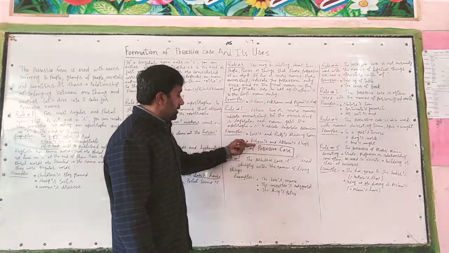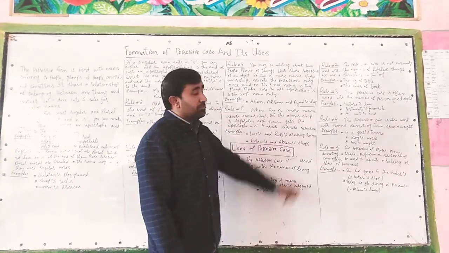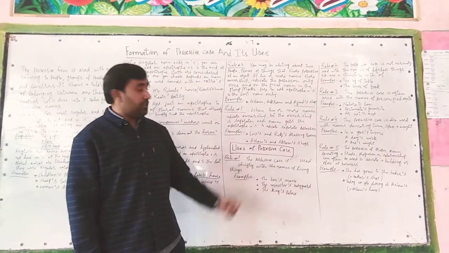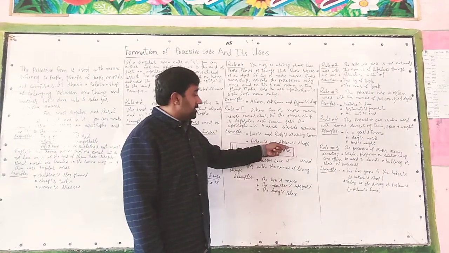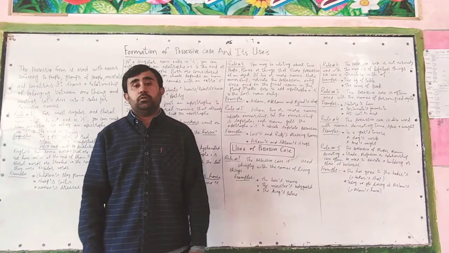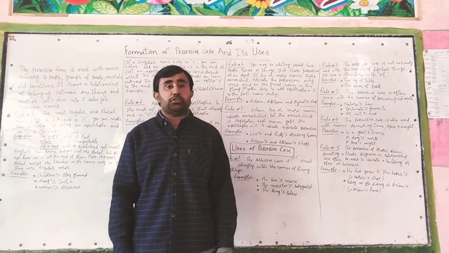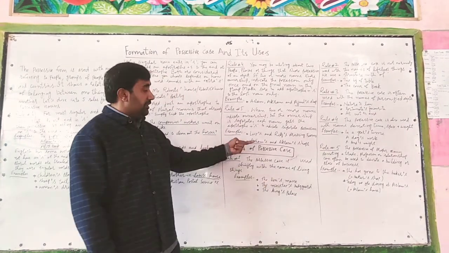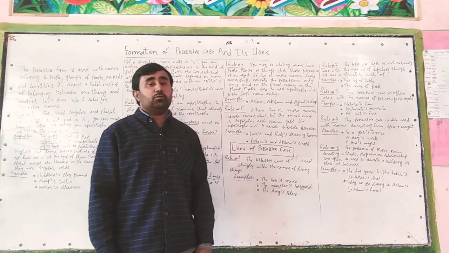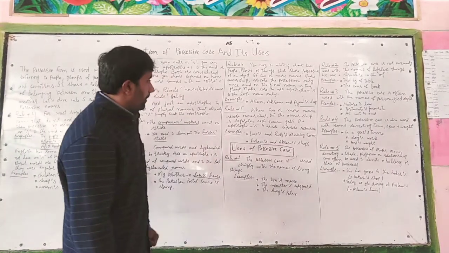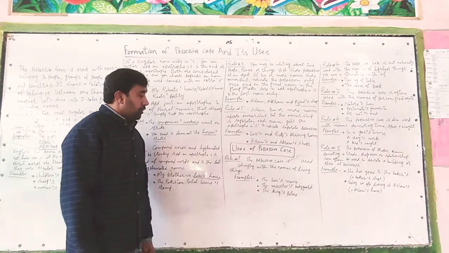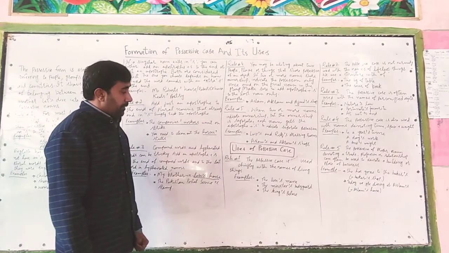In another example, Aslam's and Akram's shop. It means Aslam has a separate shop and Akram has a separate shop. Both have separate shops. If both have the same shop, then we will add apostrophe S only to the final word, the last noun. Okay, let's move to the uses of the possessive case.